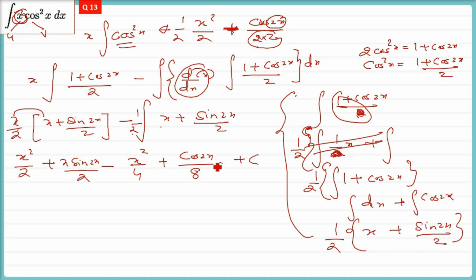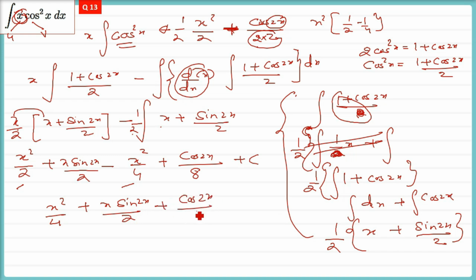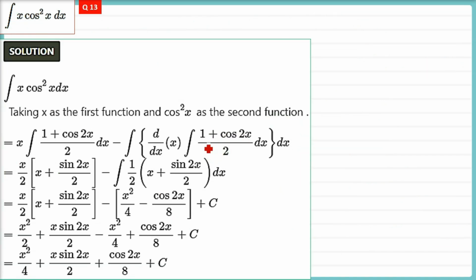But we will write this x square by 2 minus x square by 4 as x square by 4. Because if you take x square common, it will be simply 1 by 2 minus 1 by 4. 1 by 4 is half of half. So you are taking out 1 by 4 from 1 by 2, that will form 1 by 4 only. So x square by 4 and all other things will remain the same. x sin 2x by 4, and cos 2x by 8, plus constant of integration. Okay, there is a slight change, you can do it by yourself. This is your result and this is how you are going to write it.